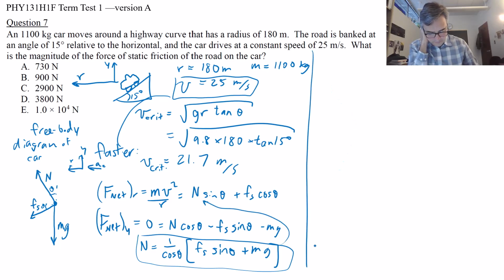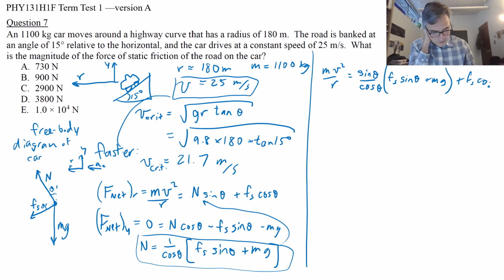So we'll go over here. I've got that mv squared over r is equal to, and I'll put sine theta over cos theta times fs sine theta plus mg, plus fs times cos theta.